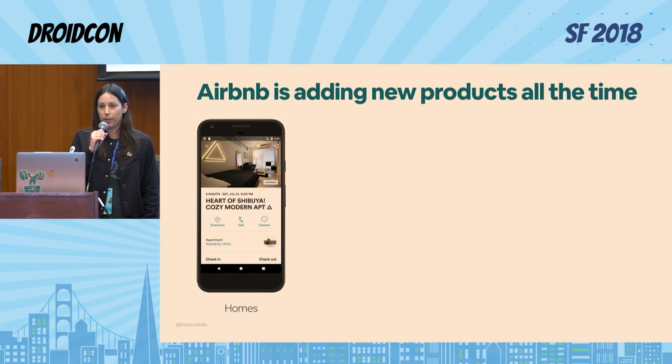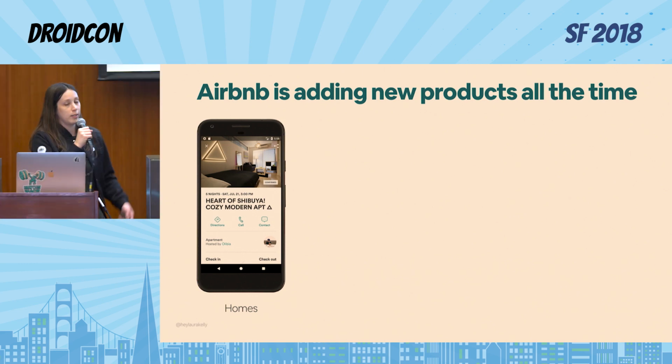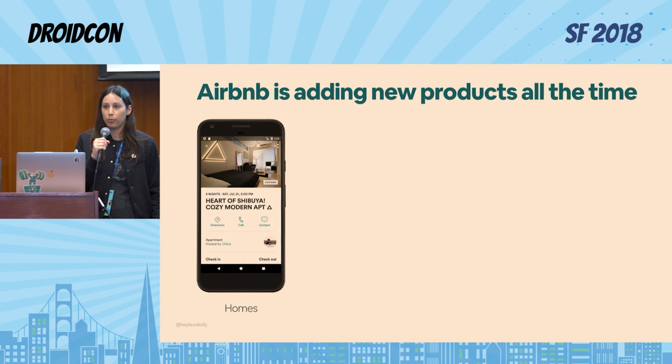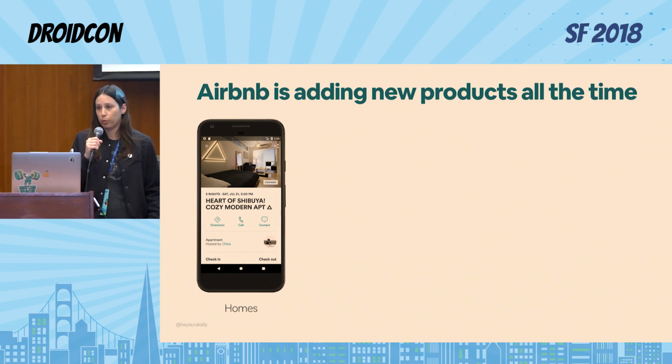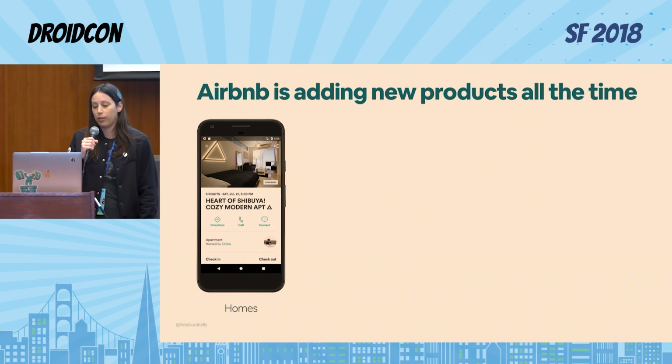Airbnb started as an accommodations business. It's a place where you can book a home when you go on vacation and stay in. So when you book a home on Airbnb, you see a screen that looks something like this. It has some photos, it has some information about the host, and some things about check-in time and that sort of thing. We're adding new products all the time.